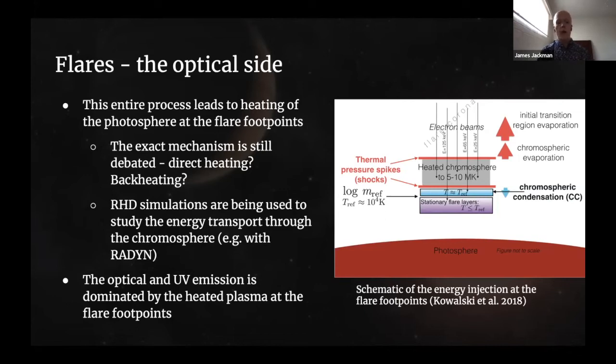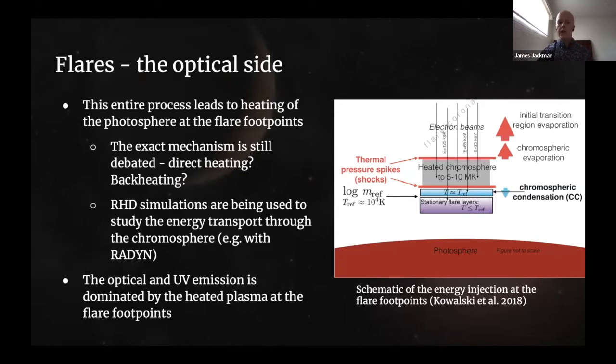It will depend on the strength of the electron beam, which in turn depends on the strength of the reconnection event, and also will depend on factors such as the plasma density. A denser plasma is going to put up more opposition to an electron beam, and in that case, it may be your white light heating is due to the chromospheric condensation, whereas in a more rarefied plasma, the electron beam will be able to get straight through to the photosphere.